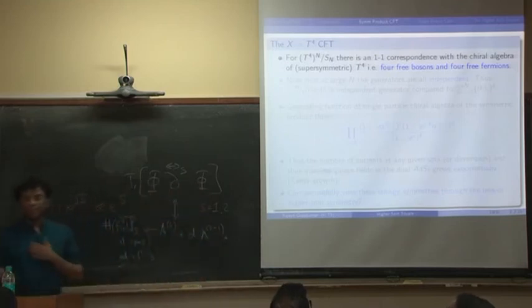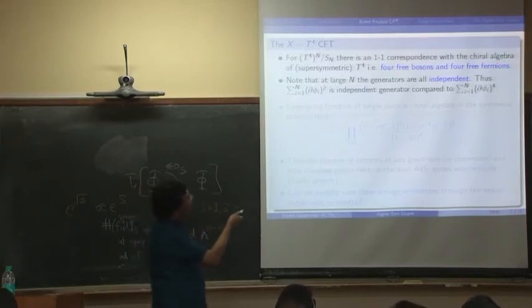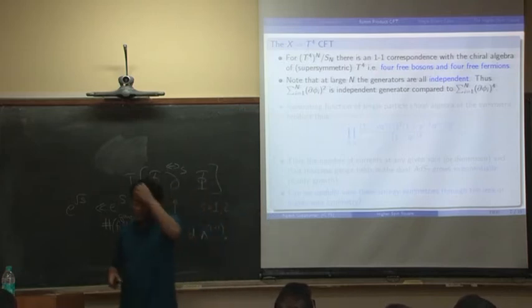Rajesh, are you going to explain this step? Yeah, a little bit. So for instance, on T4 to the n mod Sn, the claim is therefore that there's a one-to-one correspondence with the chiral algebra of 4 free bosons and 4 free fermions.